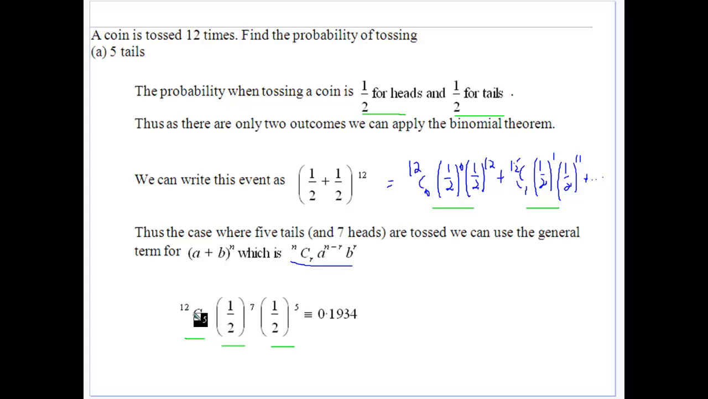Now it wouldn't matter if you wrote 12C5 or 12C7 there, because remember the nature of Pascal's triangle and that notation, the symmetry effect. 12C5 is the same as 12C7. So don't panic about that too much, what you write and where you write the probabilities. So there's where we go. We've applied the binomial theorem. We can calculate it. We get 0.1934, which sounds about right.